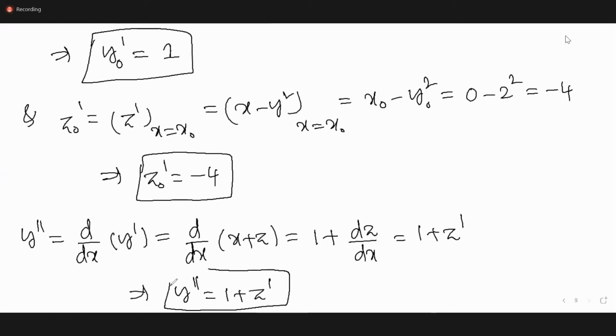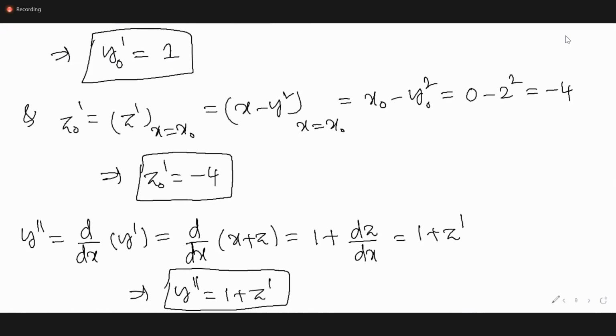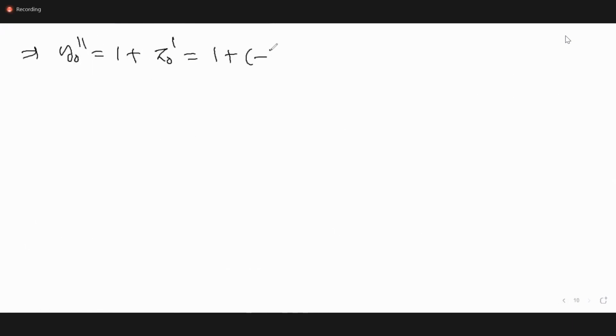Find y naught double dash. That implies y naught double dash is equal to 1 plus z naught dash. 1 plus, what is z naught dash value? z naught dash is minus 4. So 1 minus 4, that is minus 3. So y naught double dash is equal to minus 3.